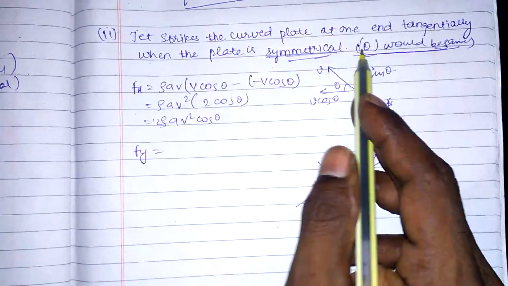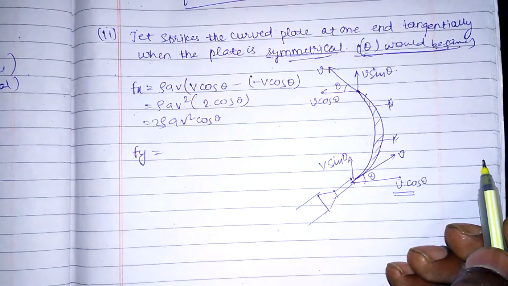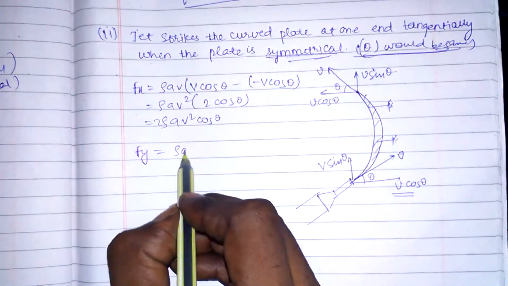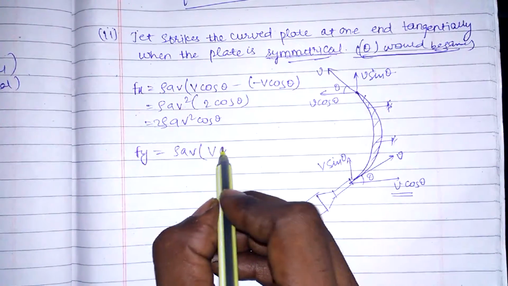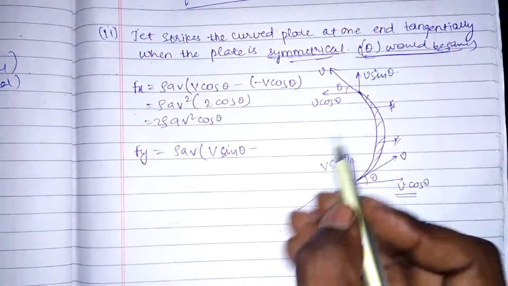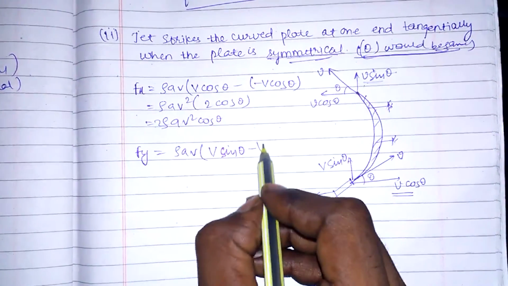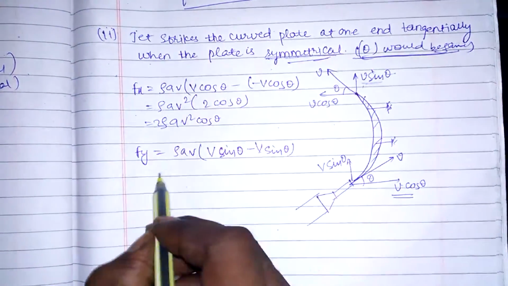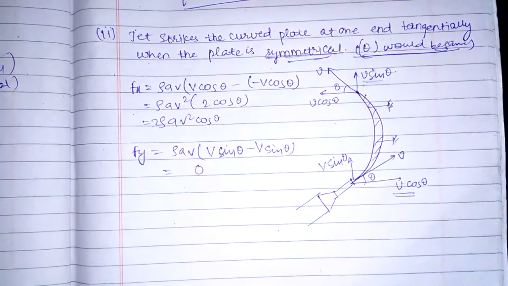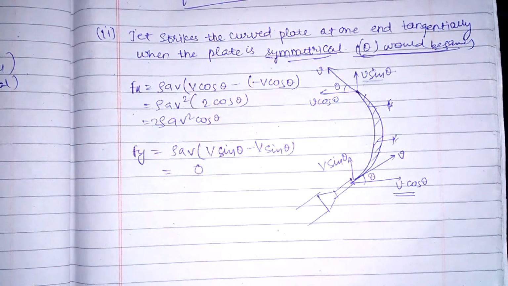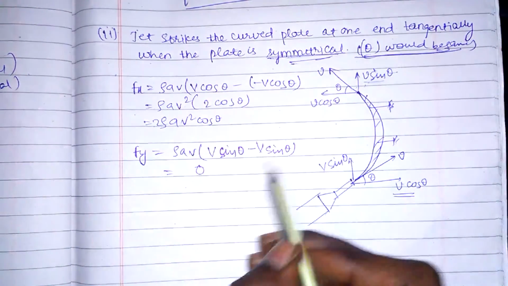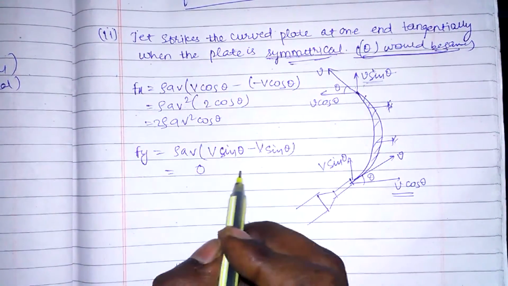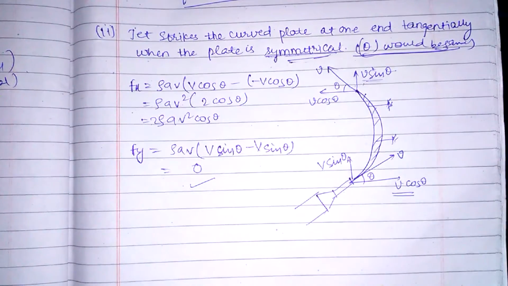Similarly for Fy, the force in the y direction, it is equal to rho a v times the change in velocity. Initially, what is the velocity in the y direction? It is v sin theta, minus, and again it is v sin theta. So what would it be equal to? It would be equal to 0. So in the symmetrical case there is no force in the y direction, so Fy equals 0.